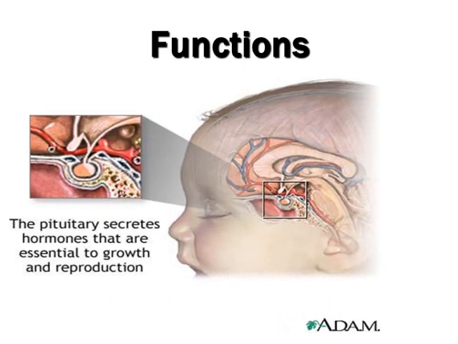The function of the pituitary gland: this pituitary gland secretes hormones that are essential for both growth and reproduction through its connection with the hypothalamus through the hormonal axis. Thank you.